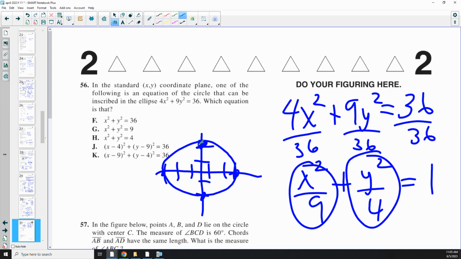Now, one of the following circles can be inscribed, certainly not this one, because the radius is 6, it would go way outside. These centers would be way outside, so we're down to G and H. Guess which one? It can't be a radius of 3, because it would go outside the y stretch, which is only 2. So the answer is H, 456.